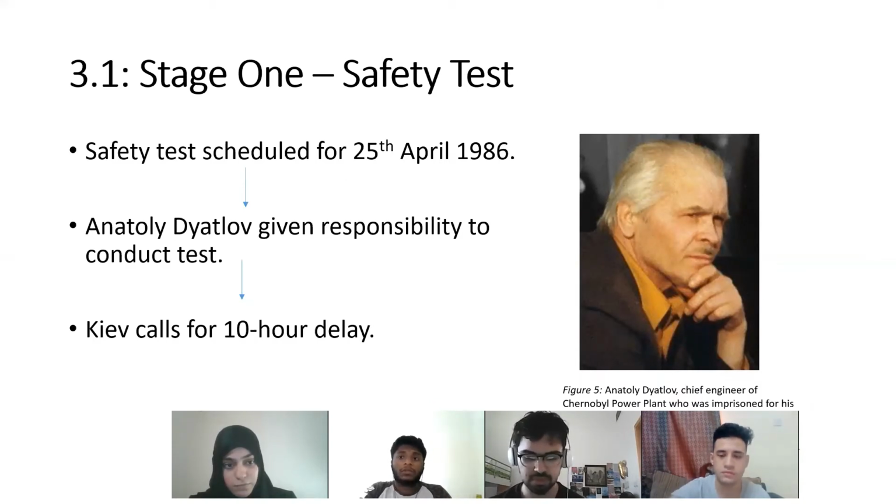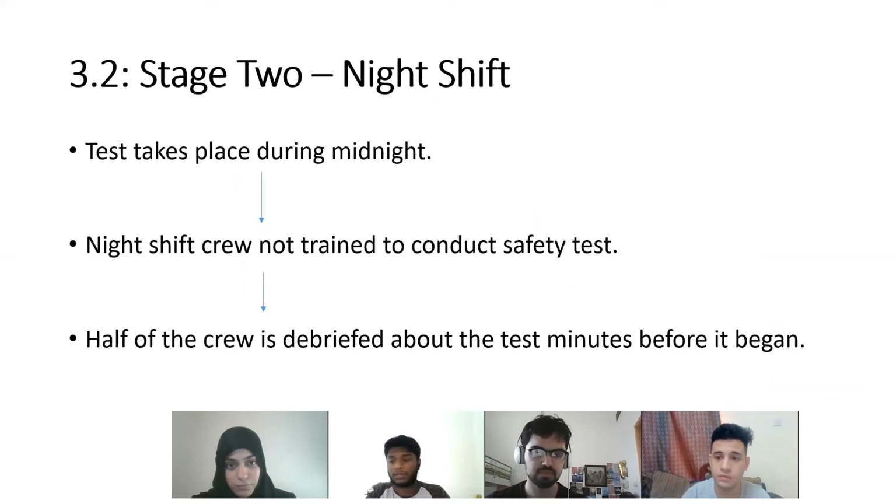The test was supposed to be conducted on the afternoon of 25th April 1986, and Anatoly Dyatlov was given the responsibility by Viktor Bryukhanov and Fomin to conduct this test. But then the test was delayed by 10 hours as Kiev called and said that they could not offer any further power reduction. So they asked for the test to take place at midnight. Next slide.